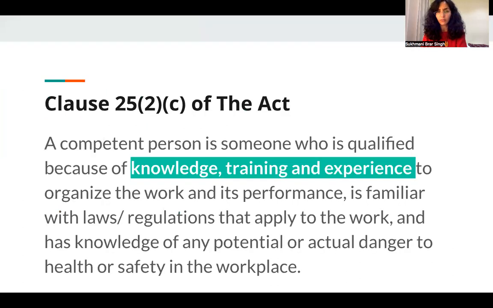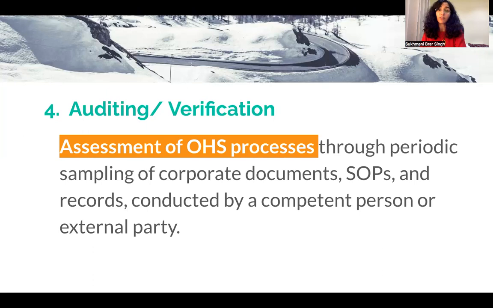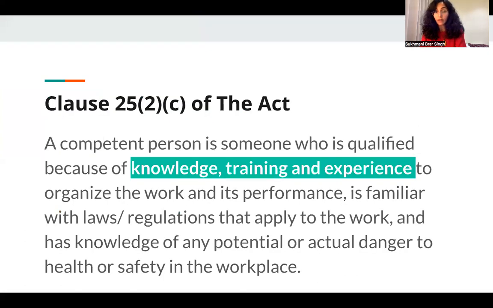So what does it mean by a competent person? A competent person is someone who is knowledgeable, they have the training and the experience to organize the work and its performance, and is familiar with the laws and regulations that apply to the work, right? So just going back to the slide here, with auditing, you want to do your monthly inspections of different documents, or even different parts of your business. So for example, if you have lots of buildings, you want to do your audits on site as well, and they're done by competent workers.